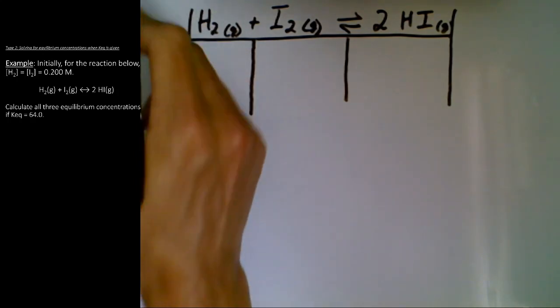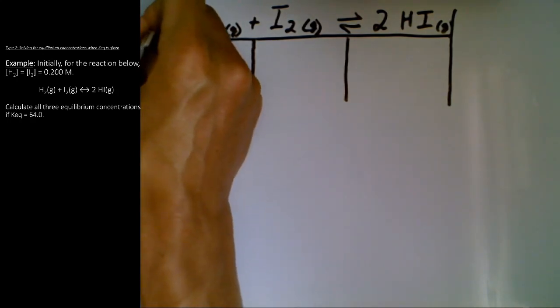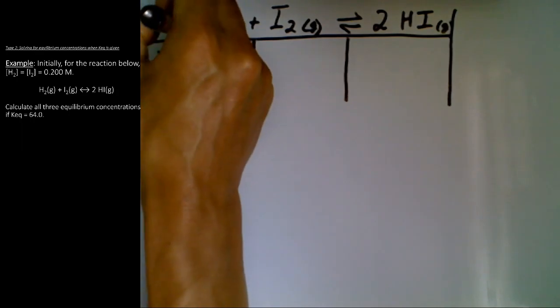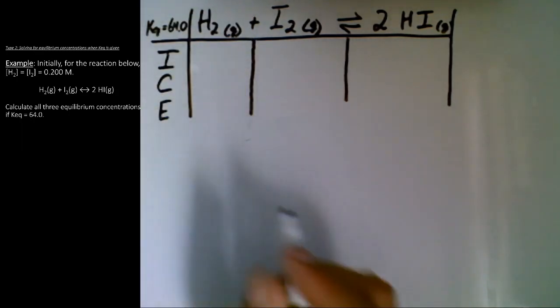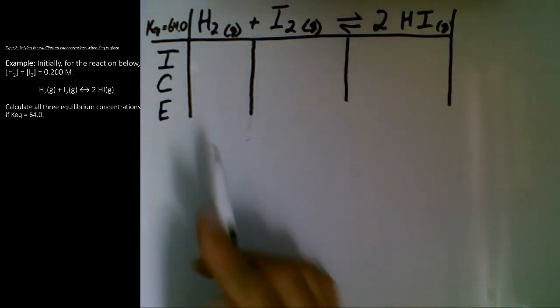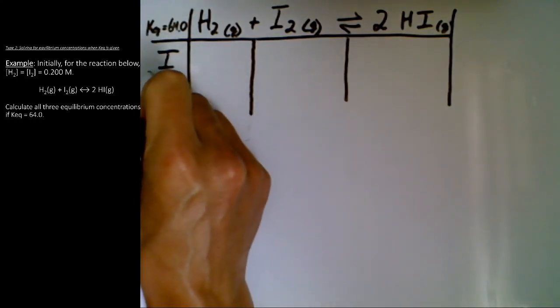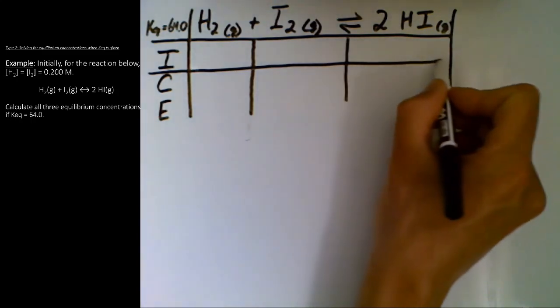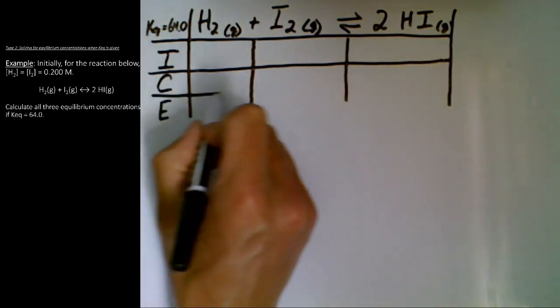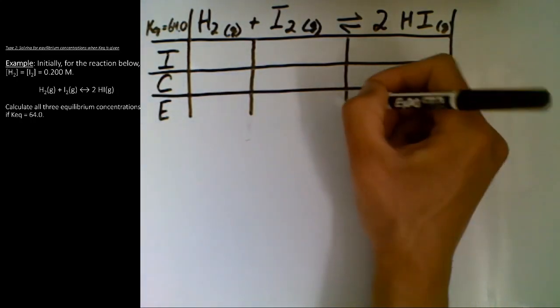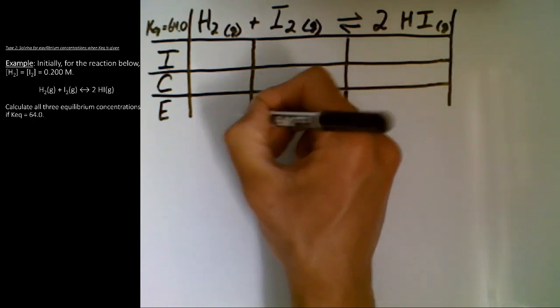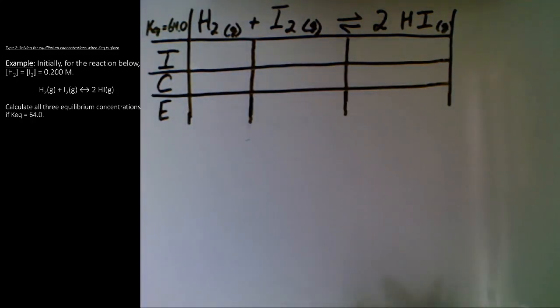I like to write my KEQ up here, just as habit, so that I know what it is and I know where to find it. But that's totally up to you. Whatever helps you solve this, go for it. So now we need to create a row for each of these substances. And then we need to fill in our icebox with the information that we know.